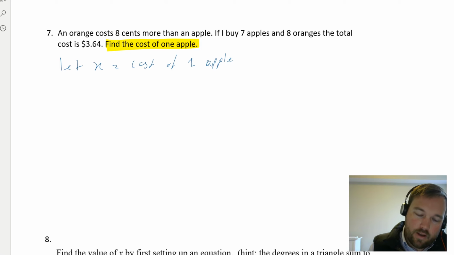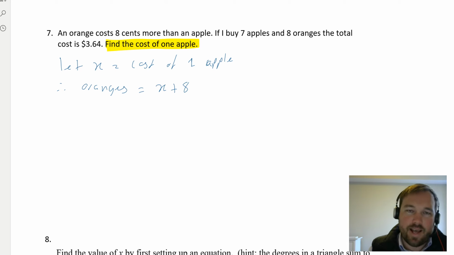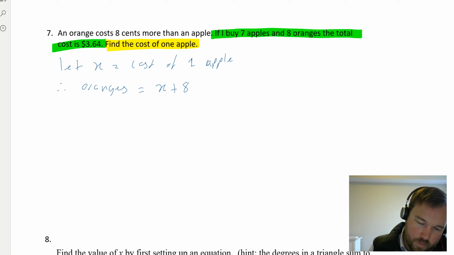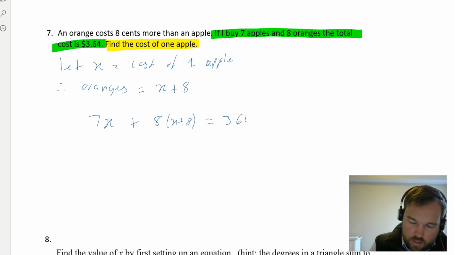So, I know that oranges are 8 cents more than an apple. So therefore, oranges equal x plus 8. Okay, I've also been given this piece of information here, where if I buy 7 apples and 8 oranges, the total is 364 cents.